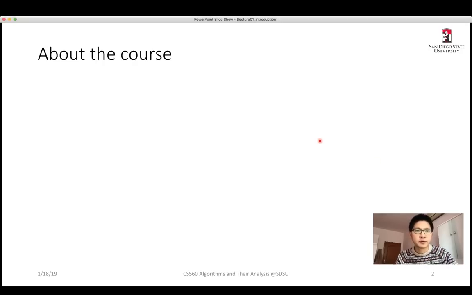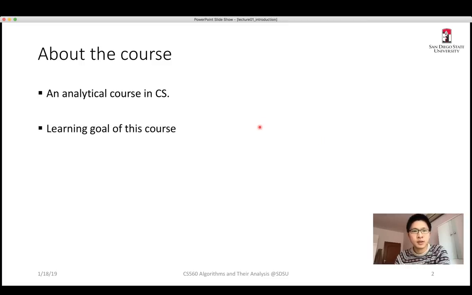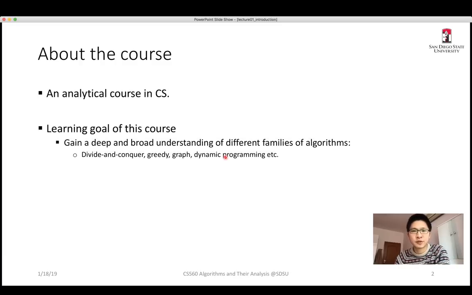First, let's have an overview of the structure of the whole course. This is a 500 level course, and maybe to many of you, it could be a very first analytical course in the curriculum of the computer science department. The learning goals of this course are as follows. First, after this course, you should gain a deep and comprehensive understanding of different families of algorithms, including divide and conquer algorithms, greedy algorithms, graph algorithms, dynamic programming, and so on.